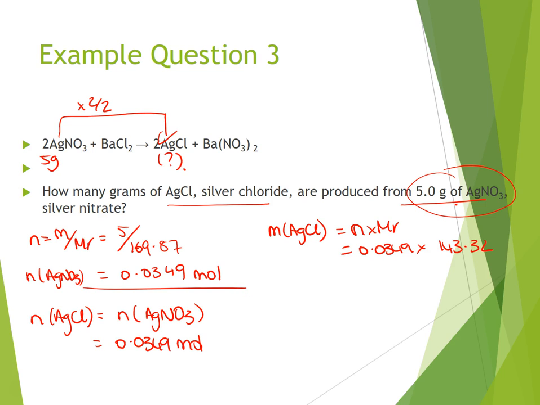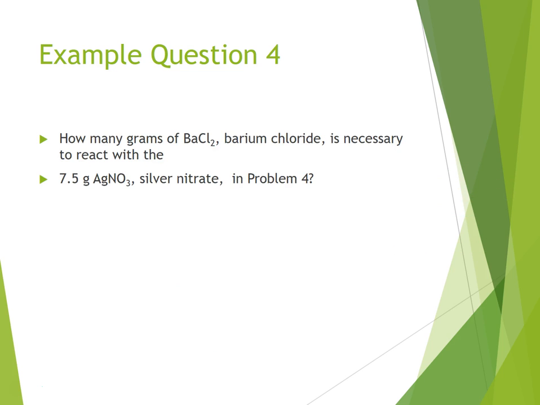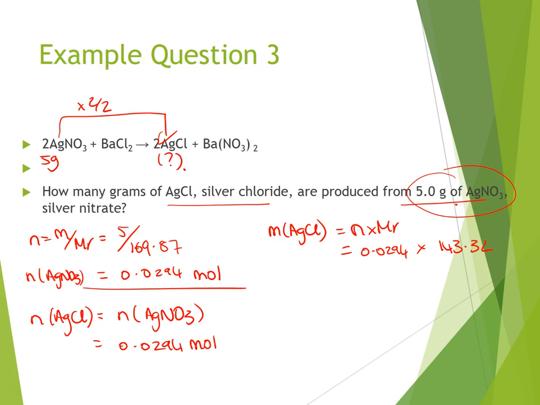So we've got 5 divided by 169.87. This is actually 0.0294 mole. Okay, so it's still the same ratio though, so 0.0294. And then we're going to change it up here. Okay, and we're going to multiply that by 143.32. So change that to 4.218 grams of silver chloride.